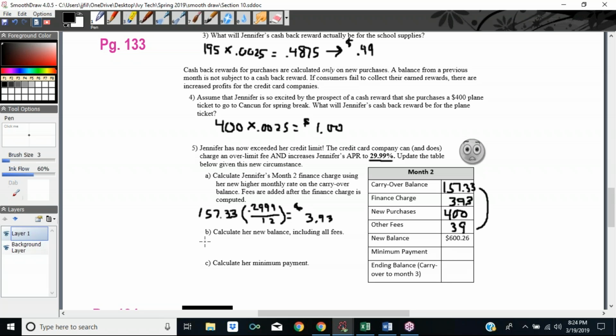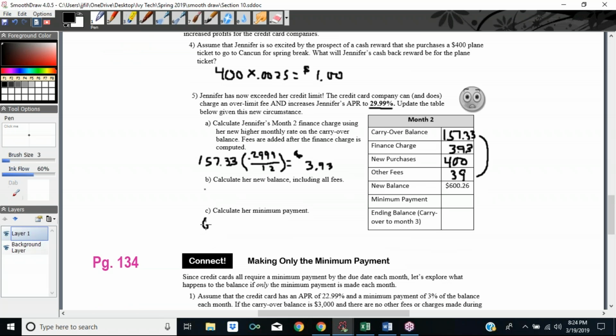So the minimum payment now, we have to do this, let's see, 600.26 times that 5%, and then we're going to check to see which is bigger, this number or the $20. And it looks like we're getting $30.01. So the minimum payment, $30.01. And then the ending balance, so we're going to subtract those. It looks like $570.25. Perfect. So hopefully you guys are getting that and following along, and that's making some sense.